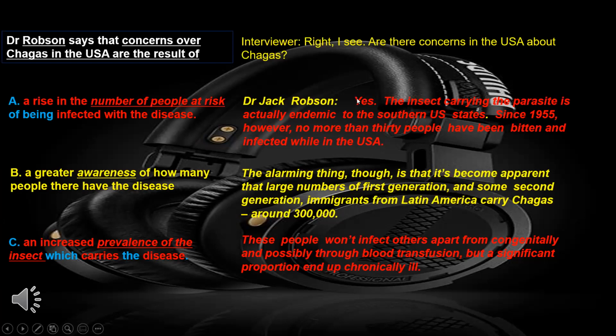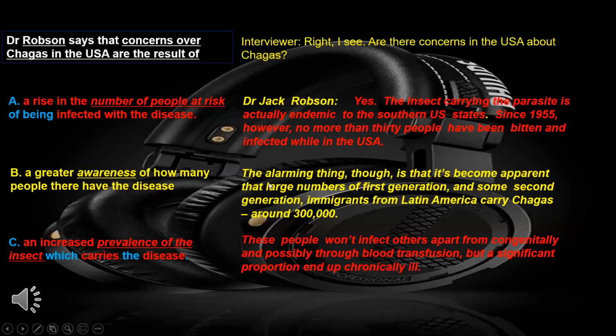So let's compare the given information with each given answer. For the first answer, a rise in the number of people at risk of being infected with the disease, actually it's contradicting the information given here. While a greater awareness of how many people have the disease is not mentioned at all. An increased prevalence of the insect which carries the disease is also not mentioned at all. So: contradicting answer, not mentioned, not mentioned.